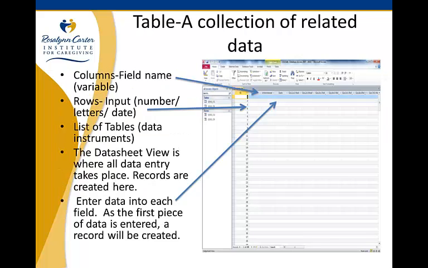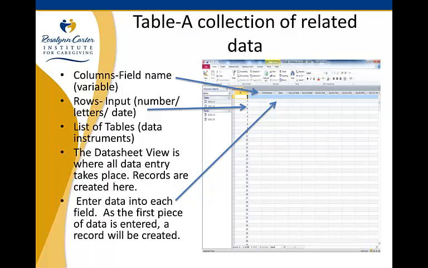Very important things that are going to come up when you apply the introductory screens. You have your columns, which will include your field name variables, and then you have your rows, where you would input your data, either numbers, letters, or dates. And to the left-hand corner of your data view, you will have a list of tables, and these are your data instruments. The datasheet view is where all data entry takes place.